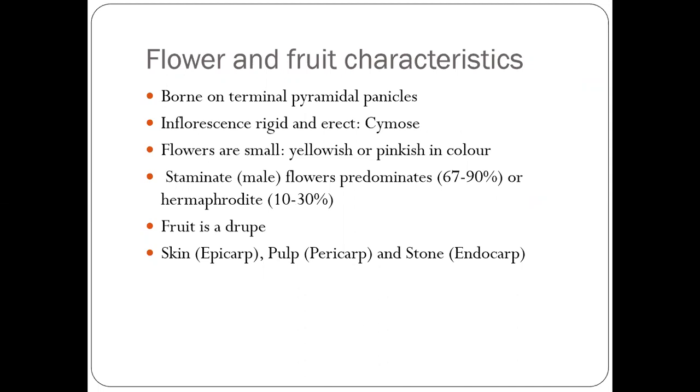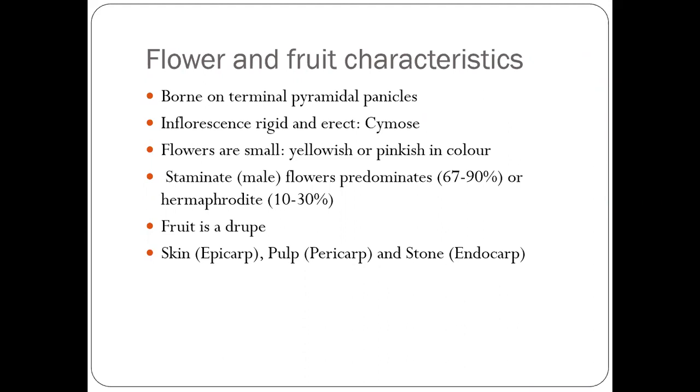The flowers of mango are very small, yellowish or pinkish in color, and are of two types, staminate and hermaphrodite. Staminate flowers are male flowers, and they predominate. There are nearly 67 to 90% staminate flowers on the tree, whereas hermaphrodite flowers are very few, only 10 to 30% of the flowers.